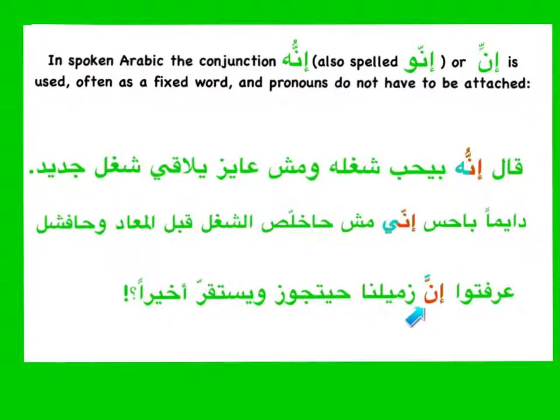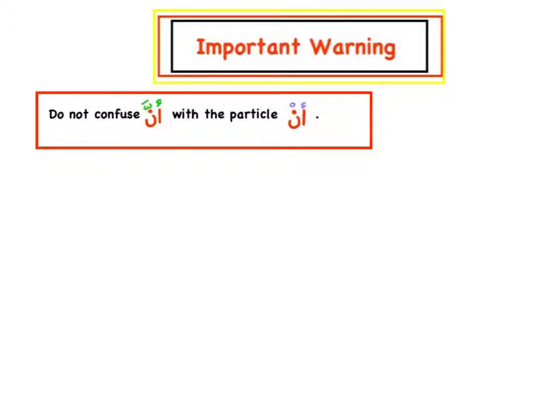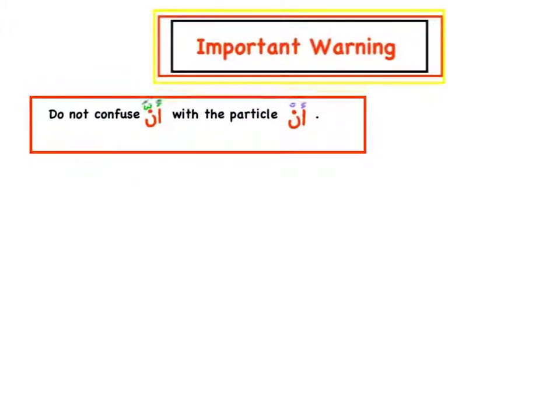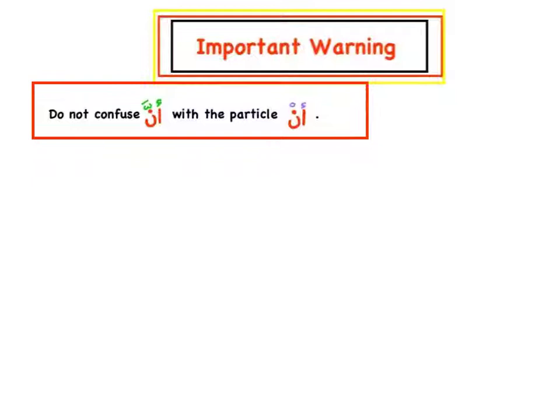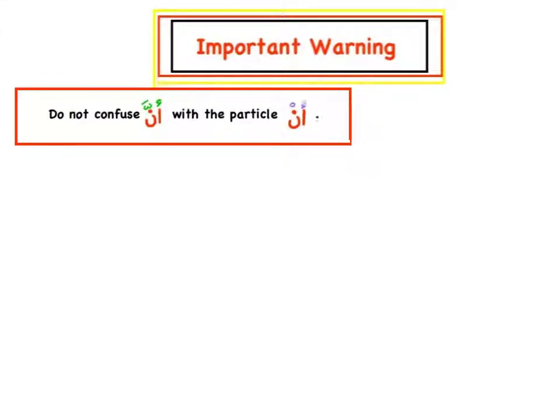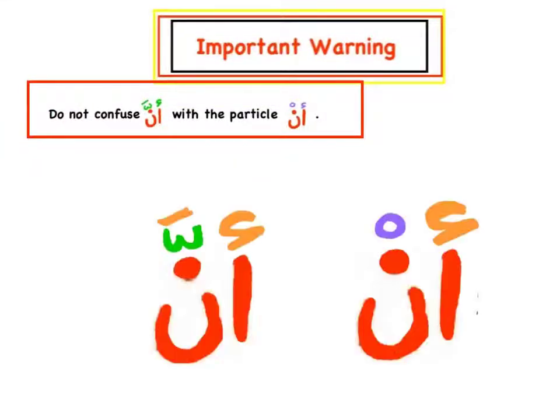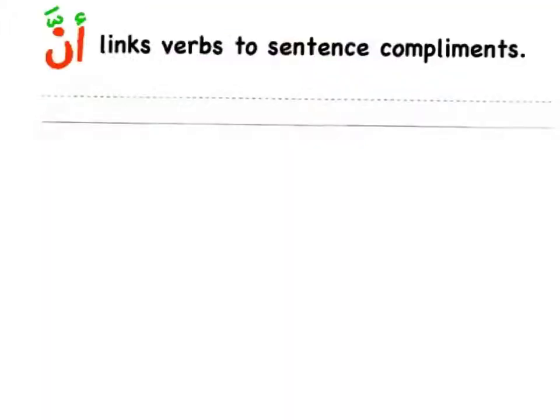So as you can see, it doesn't have to be attached. We didn't say إنه or إنه, we said إن زميلنا. Okay, warning. Do not confuse أن with the particle أن. First of all, they have different vowelings, obviously, and we use them in different contexts with different following nouns or verbs. Now that I brought it bigger, you can see the different vowelings. أن has sukun on it, and أن has a shadda and a fatha. You have no reason to be confused.